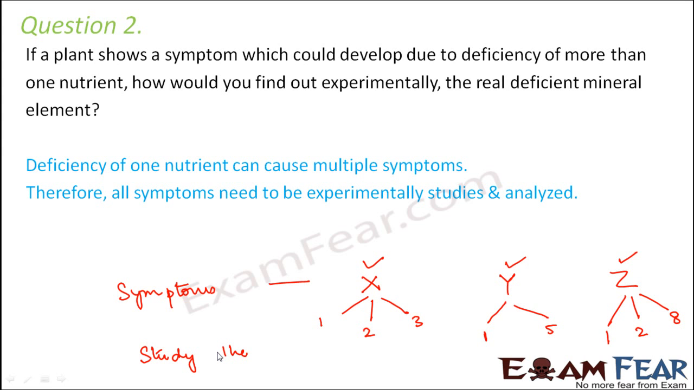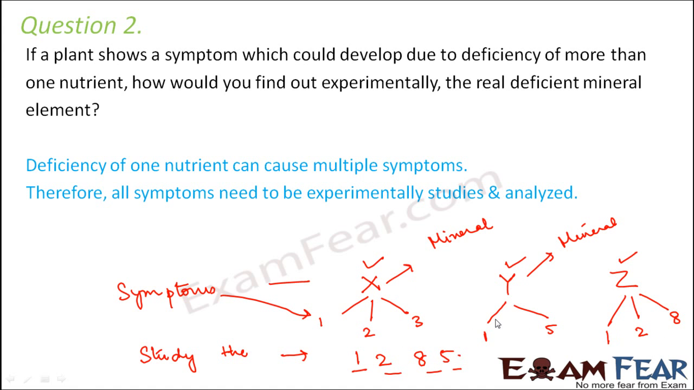So when you study the plant in detail, you actually see that the plant is showing the symptoms 1, 2, 8 and 5. So these are the symptoms which are shown by the plant. Now here X, Y and Z represent the minerals. This X can be sulfur, Y can be sodium. So these represent minerals, and these are the symptoms 1, 2, 3, 1, 5, 1, 2, 8.